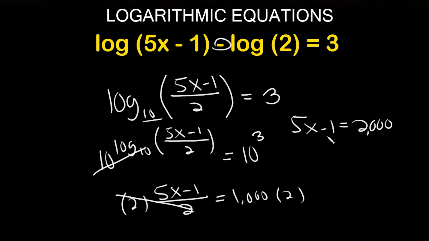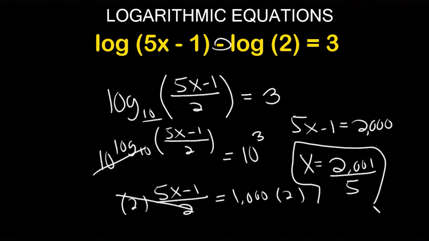Okay, 2 more steps. I have to add 1 and then divide by 5. So I get x is equal to, adding 1, I get 2,001. Okay, and then divide by 5. And there we go. So this is going to be my final answer. Okay. And again, you should check for an extraneous solution, but it's clear that I'm not going to be dealing with a 0 or a negative number if I plug this value back into x right here. Okay, so we're good. This solution will work.